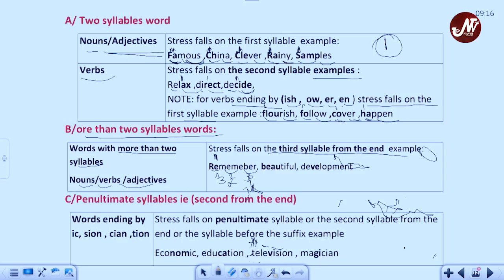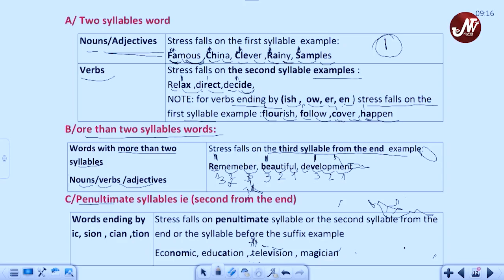So then we have beautiful. So this is syllable number 1, syllable number 2, and syllable number 3. So we stress on the third. We have development. So we say development. 1, 2, 3. So we put the stress here. Stress falls on the third syllable from the end. Remember, from the end. So we come from the end and we count, and on the third syllable we put the stress. Now, we move to another type.